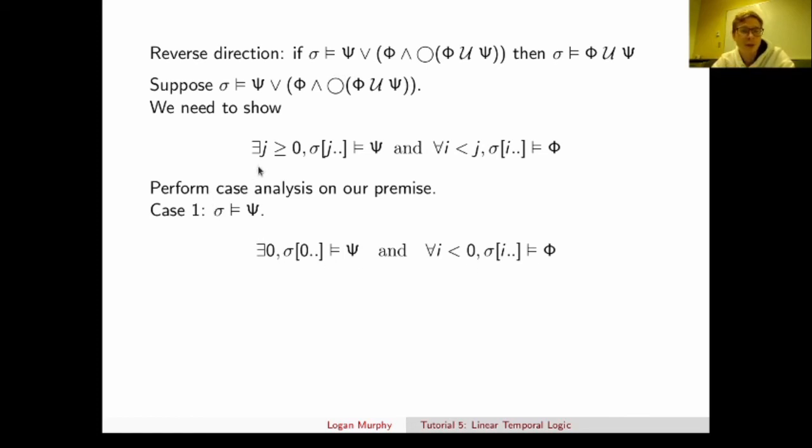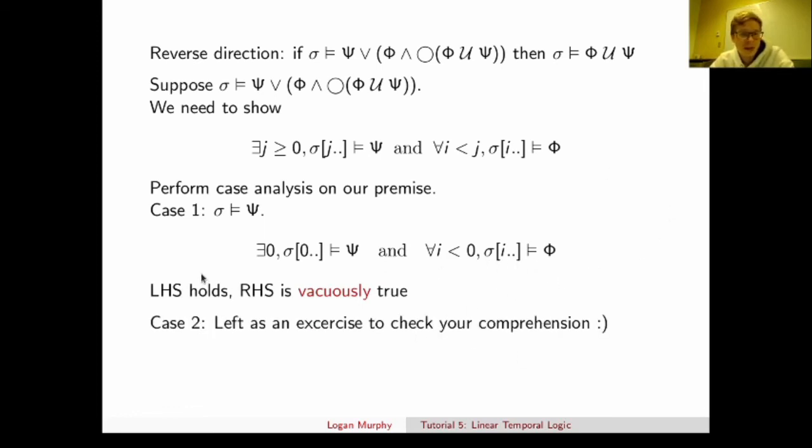just use j equal to 0. Then you just have to show sigma j satisfies psi, or sigma 0 satisfies psi, which is our premise here, so that's done. And then here, for any i less than 0, sigma i satisfies phi. But note here, the indices are all natural numbers, and you can't have a natural number less than 0. 0 is the smallest natural number. And so this right-hand side just holds vacuously.